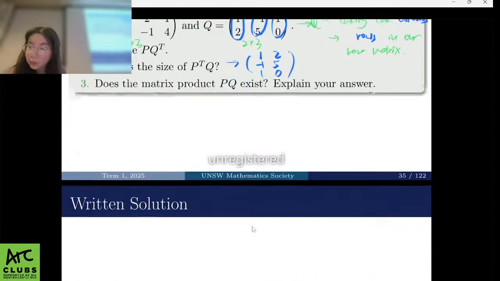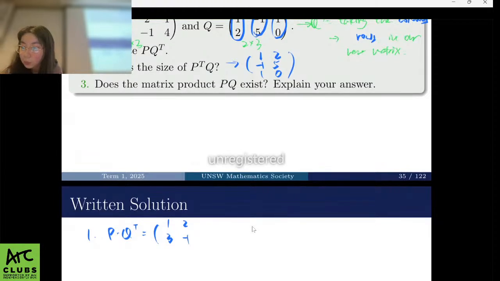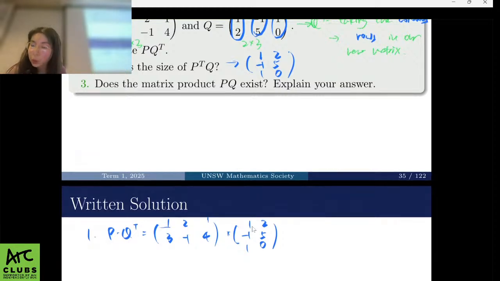Then for part 1, we want to compute what P multiplied by the transpose of Q is. So we write P and Q transpose again. That is 1, 3, 2, negative 1, 1, 4, multiplied by 1, 2, negative 1, 5, and 1, 0. Essentially, what matrix multiplication is, we're taking the individual rows in our first matrix and multiplying that.